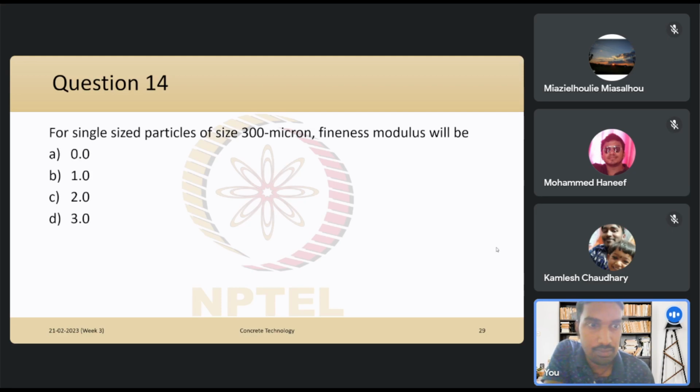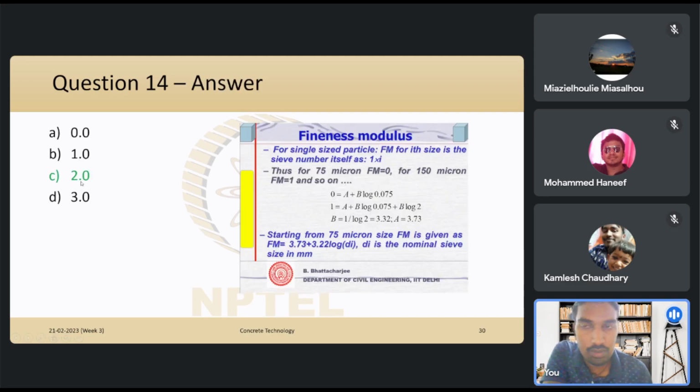Alright, so let's take a look at the answer now. So the right option is C, 2. The fineness modulus is 2. So how do we do it? So there is a simple way. You don't have to do any calculation.